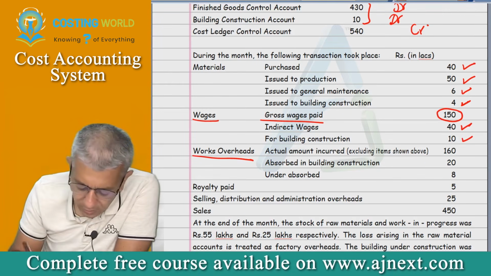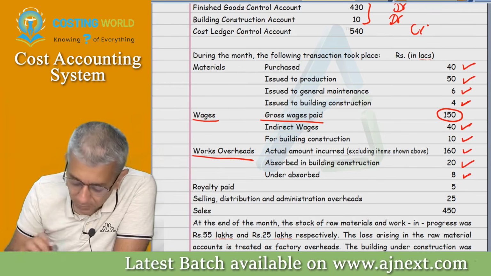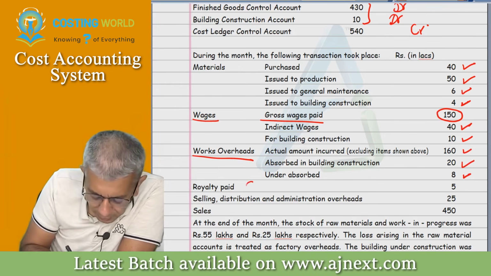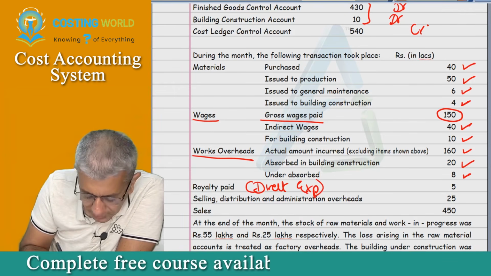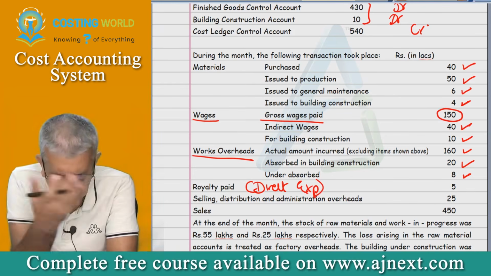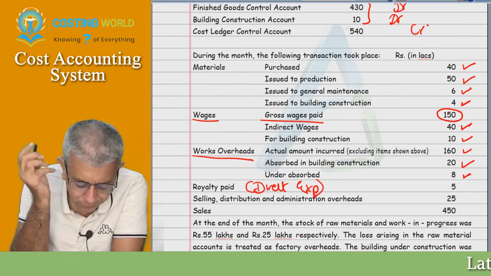Actual amount incurred excluding the items shown above. Absorbed in building construction, under absorption is given to you. Royalty paid, in front of royalty paid, write down direct expenses. The first question whereby direct expenses are coming. But in our yesterday's lecture, the introductory lecture, we all had made the direct expenses account also.